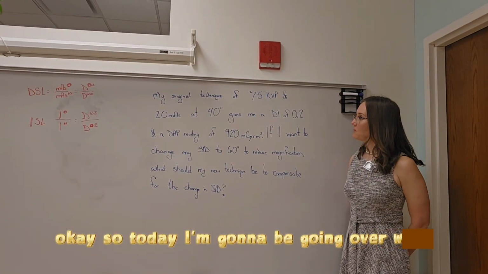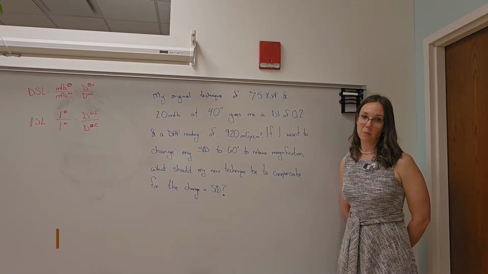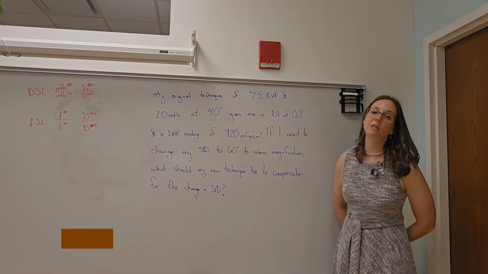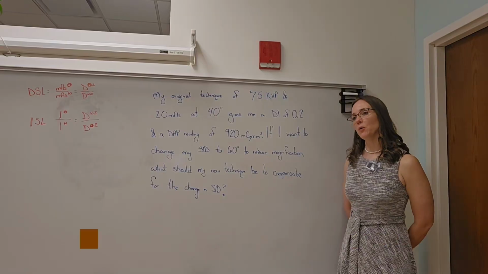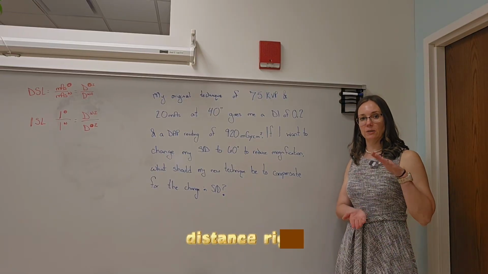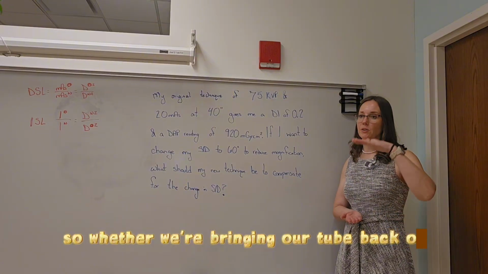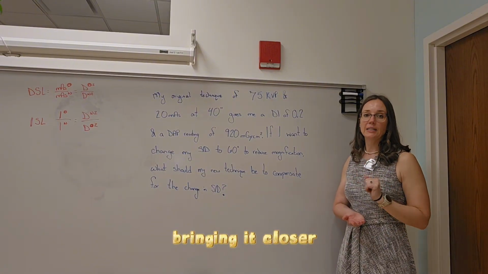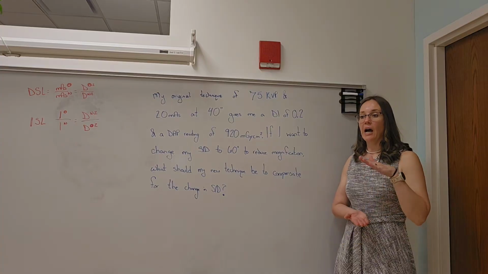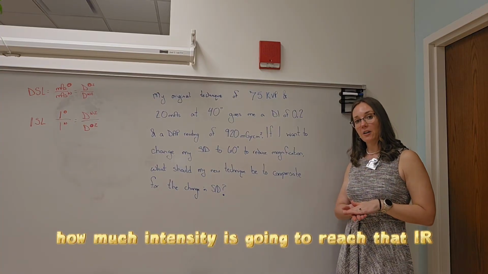So today I'm going to be going over word problems and when we need to use inverse square law and when we need to use direct square law. Both are going to be when we change our distance, right? So whether we're bringing our tube back or bringing it closer, it's going to ultimately change how much intensity is going to reach that IR exposure.